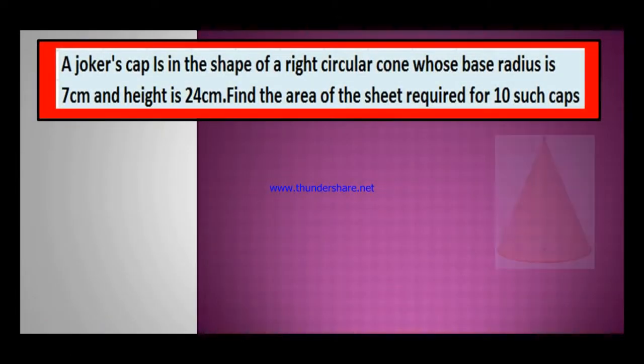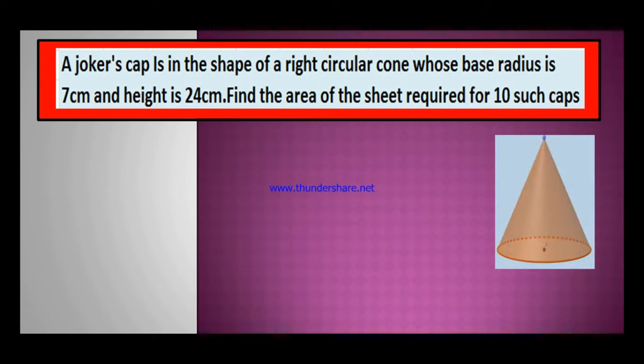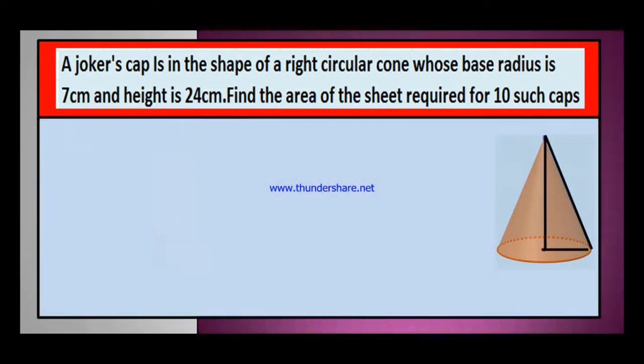Now this is the solution. For this question, let us draw a diagram first. The cap is in the shape of a cone, and if we draw the height and radius of the cone, it may look like this. This is the actual height of the cone, and this is the base radius. The base of the cone is in the shape of a circle, and this slant line is called the slant height of the cone.